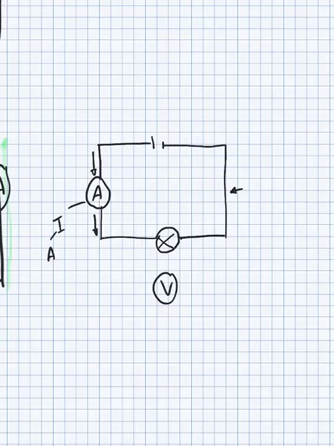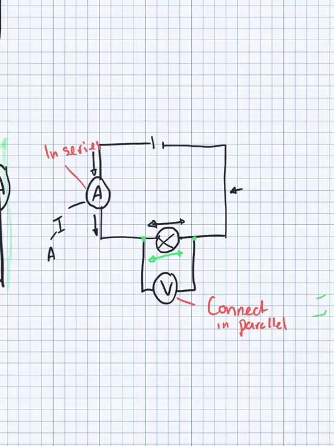A voltmeter measures potential difference across a component, which is basically the number of volts across that component. To measure potential difference, we have to put the voltmeter in parallel. We put it at this point and this point, and that tells us the potential difference across that bulb. So a voltmeter is always connected in parallel, and an ammeter is always connected in series.